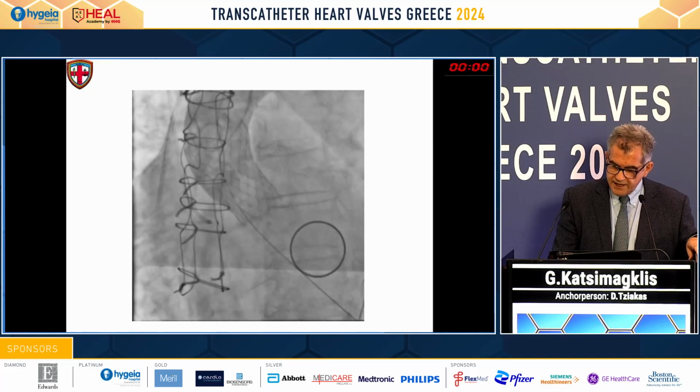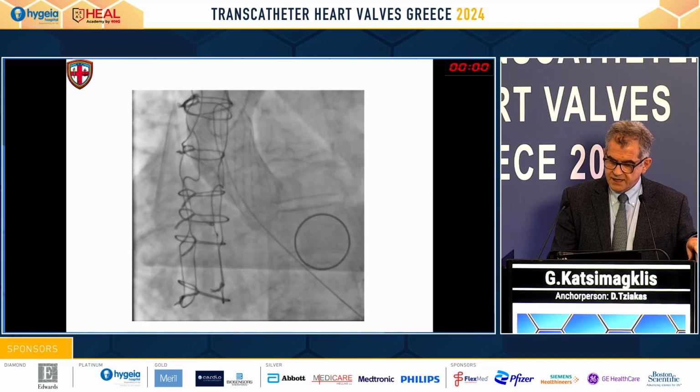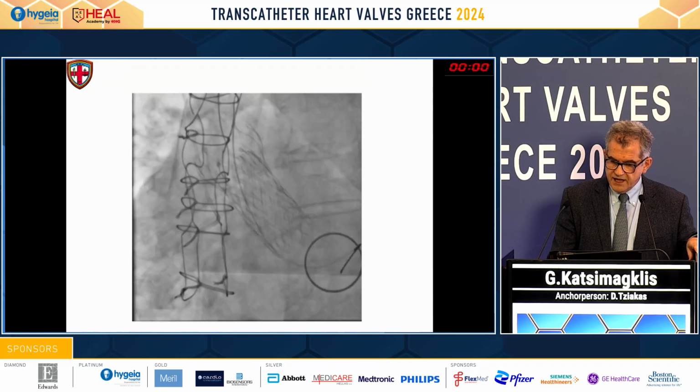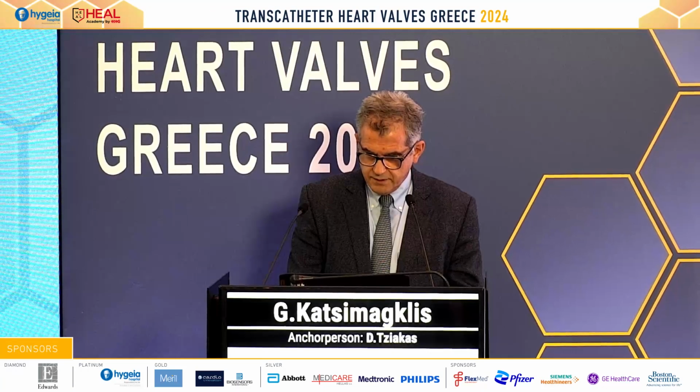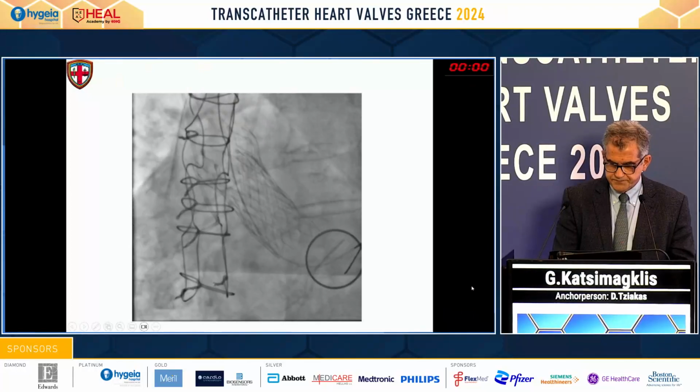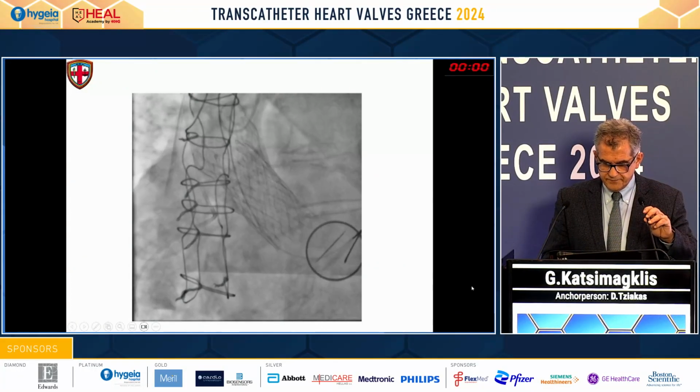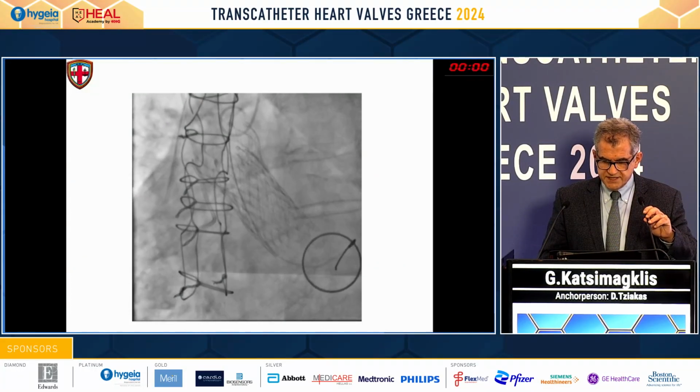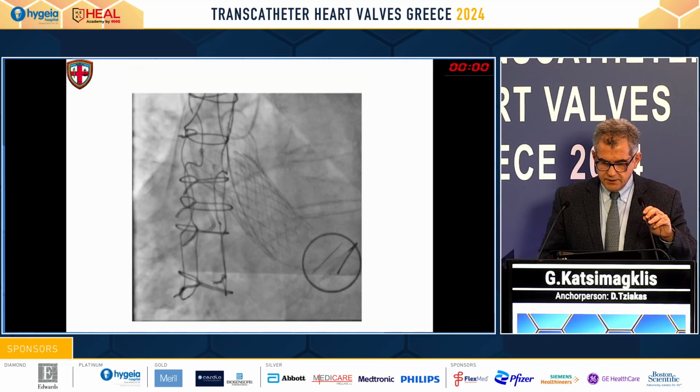We tried to snare the valve, and after that we implanted a second valve. We have changed also the wires. We used a Landerquist wire.